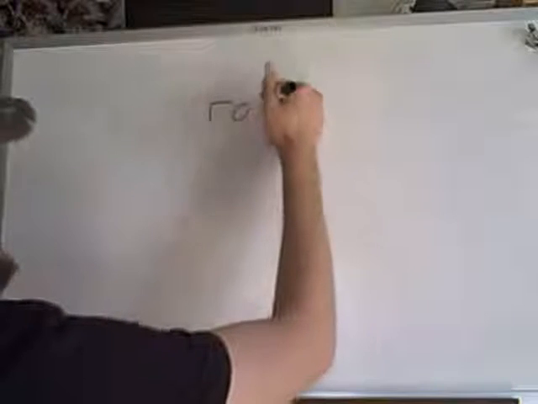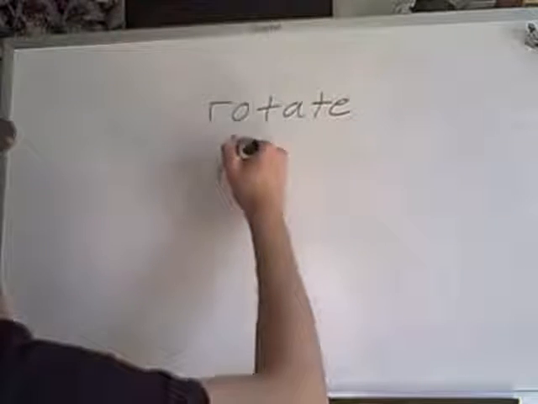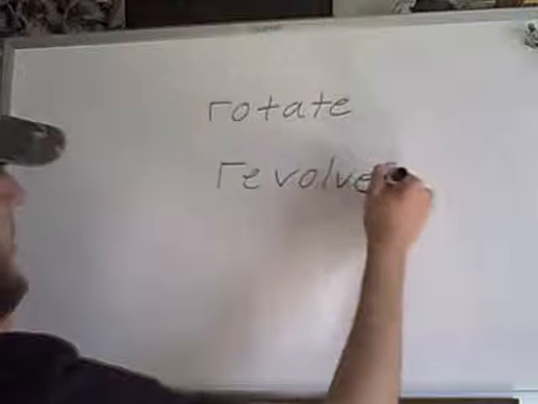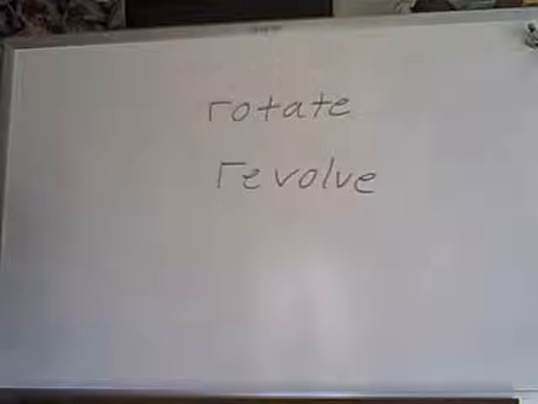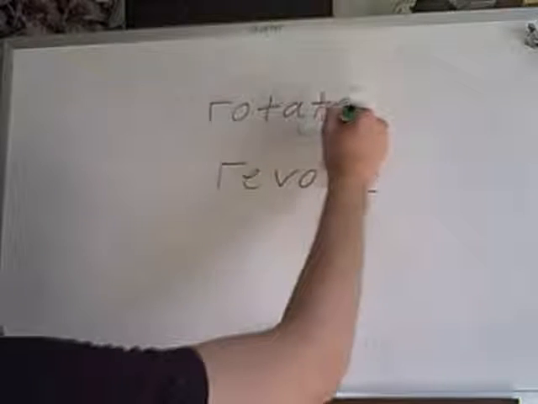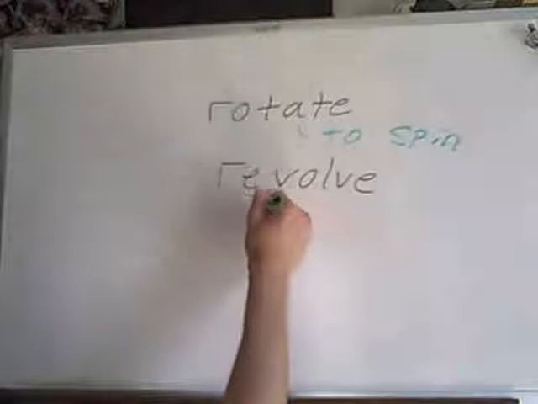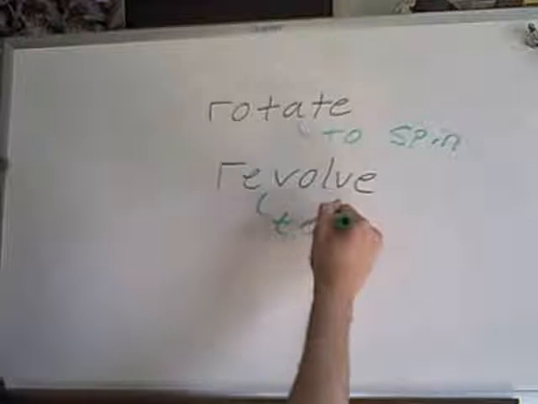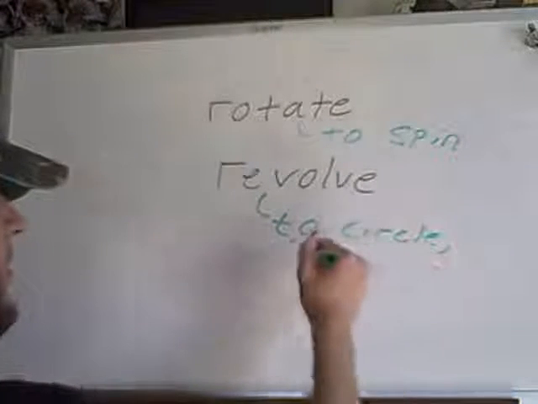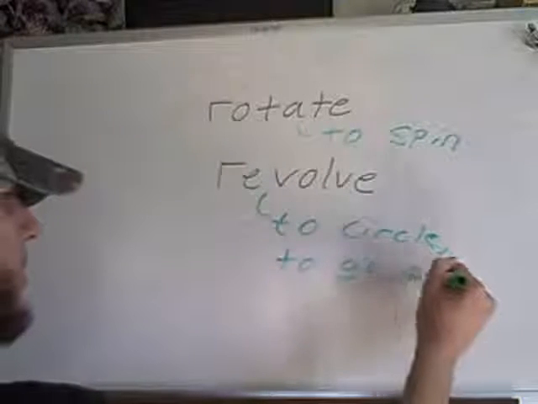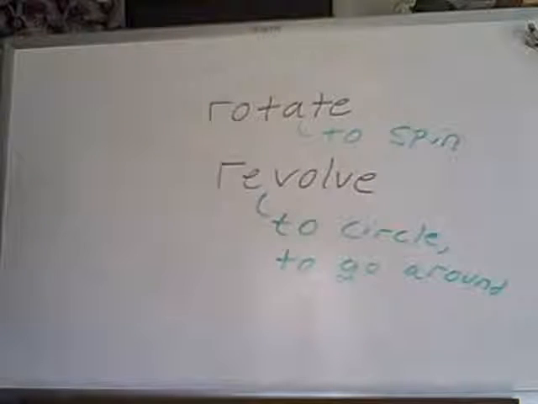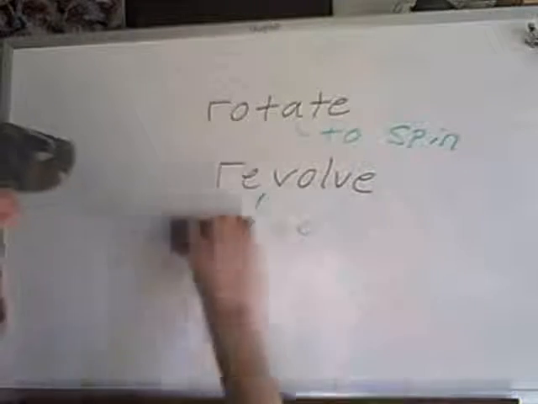Now, there are two words that we had discussed in the last tutoring class. Rotate and revolve. Do you remember what they mean? Rotate means to spin like a ball, and revolve means to circle or to go around something. And the moon does both of these things, just like the Earth.